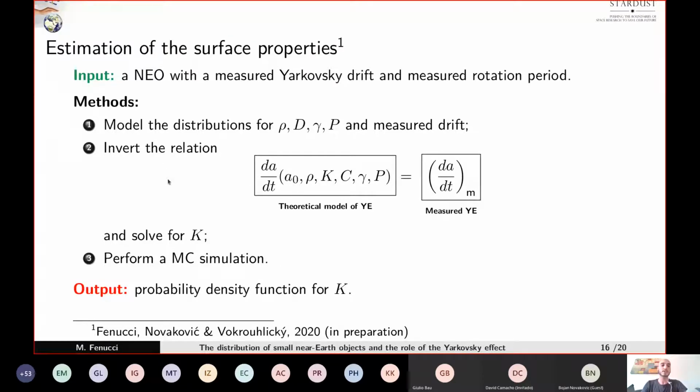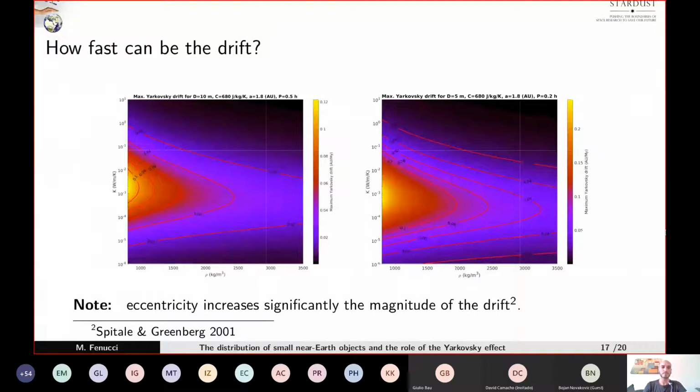And then performing a Monte Carlo simulation, we can produce in output a density function for these thermal properties, which is the conductivity of the asteroid. And we are particularly interested in this conductivity of the surface because it affects the drift.